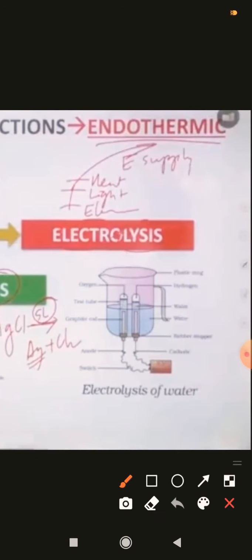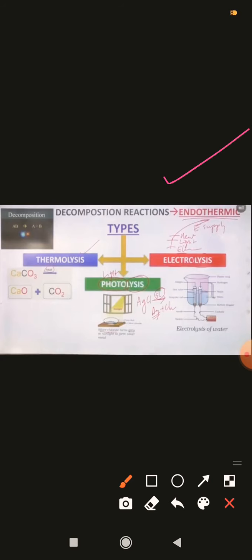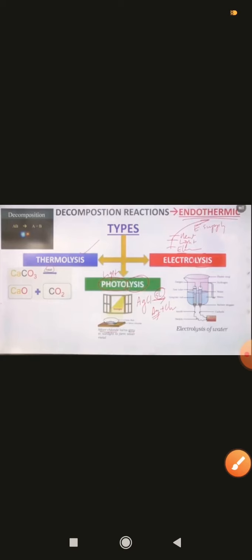I already told you it uses an anode, a cathode and a battery. By electricity, the reactant produces 2 or more products. This is electrolysis. I hope you understood the decomposition reaction and its subtypes. And the important thing is decomposition reactions are endothermic, which means they absorb heat, they do not give out heat. Yes, let's move ahead.